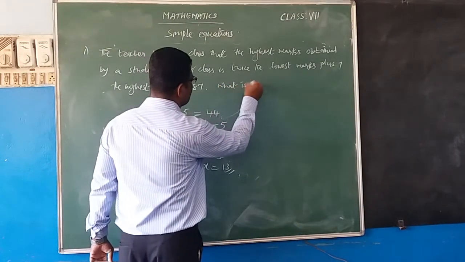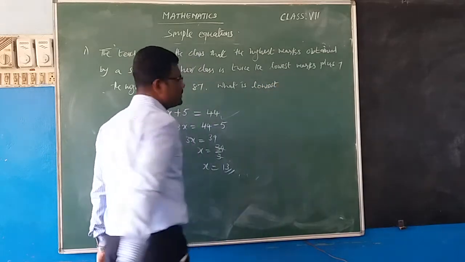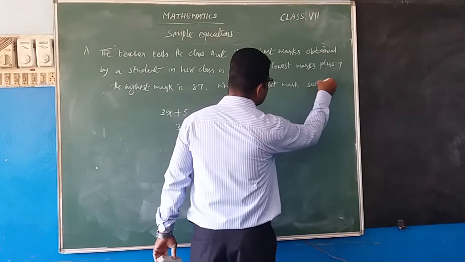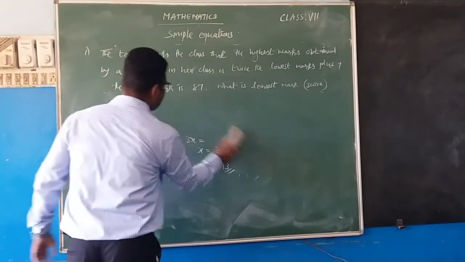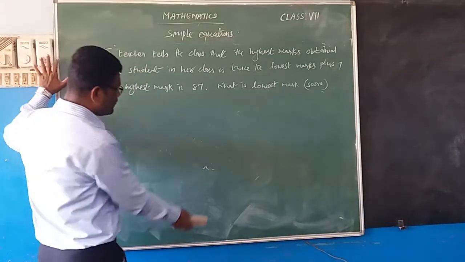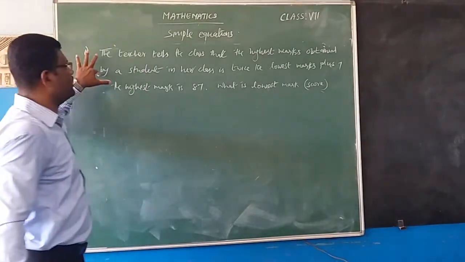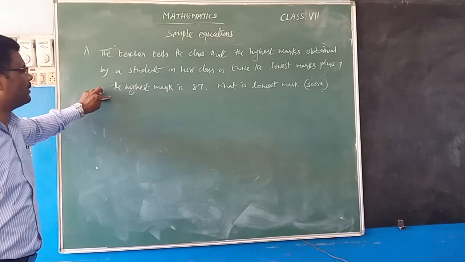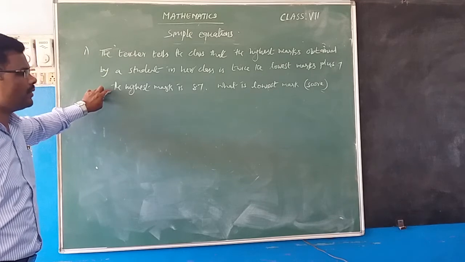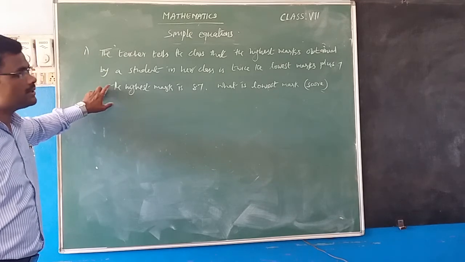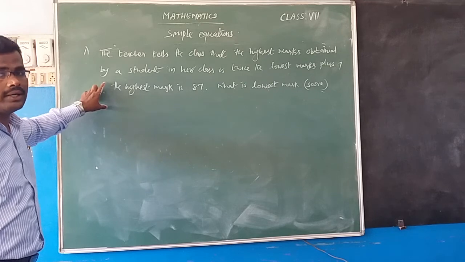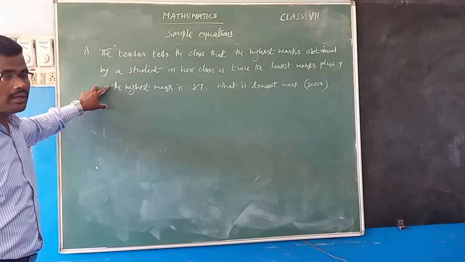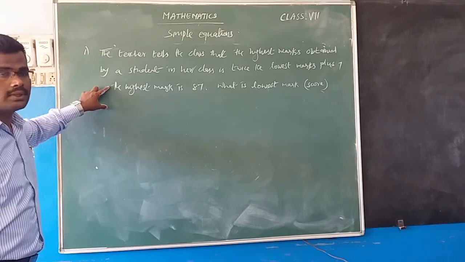What is the lowest score or mark? No problem, mark or score. Read the question carefully. The teacher tells the class that the highest mark obtained by a student in her class is twice the lowest mark plus 7. The highest mark is 87. What is the lowest mark? This statement says the relationship between the lowest mark and the highest mark of the students in the class.